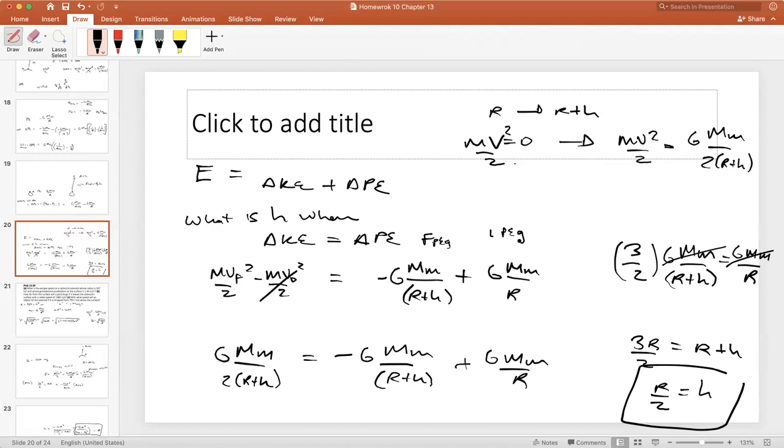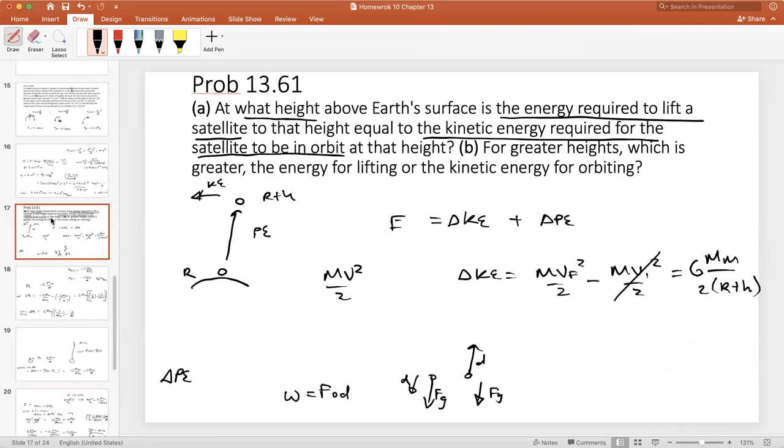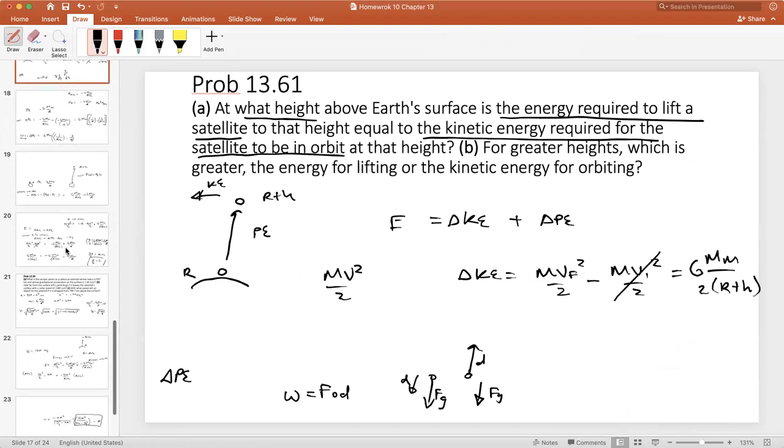To say this, in this problem, they're asking you how much energy do you need to put in to change the kinetic energy? How much energy do you need to put in to change the potential energy? And then they want to know what H would be if those two things are equal, okay? So I hope that all made sense. There's a second part to the problem, which is for greater heights, when H is greater than this H, which is greater, the energy for lifting or the energy for orbiting, okay?